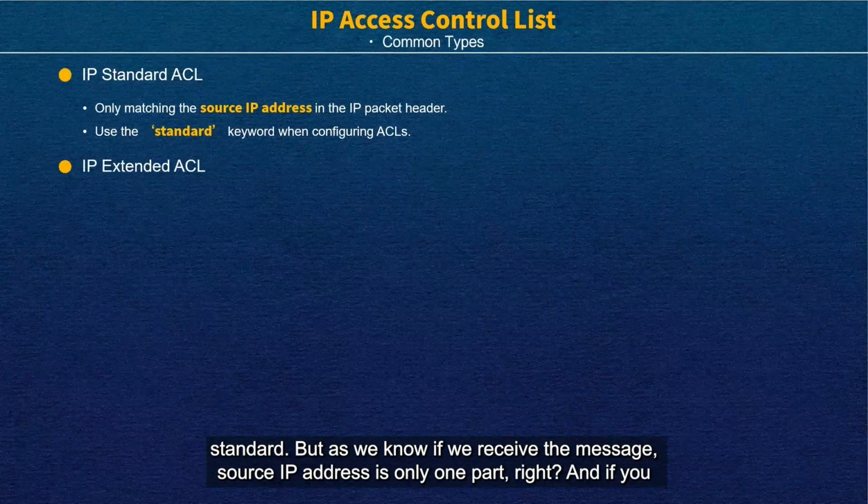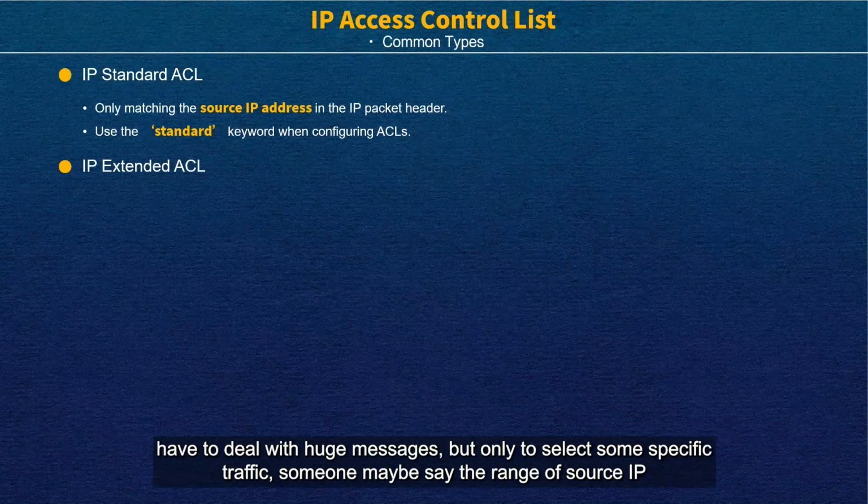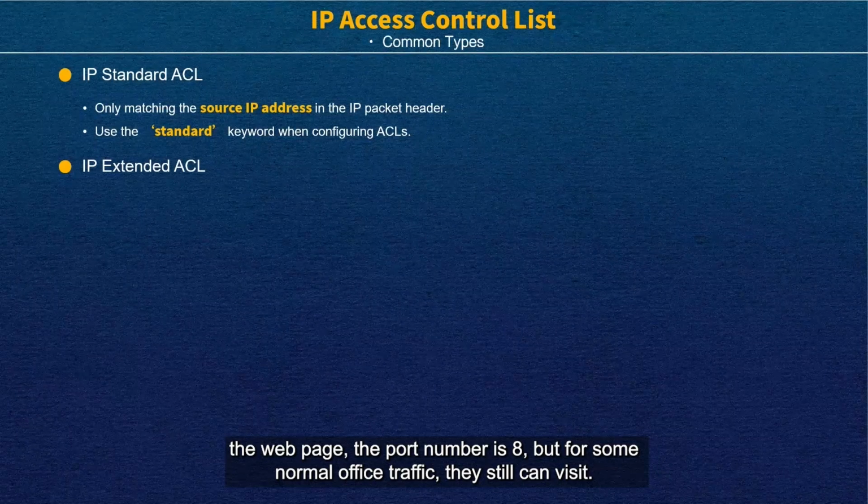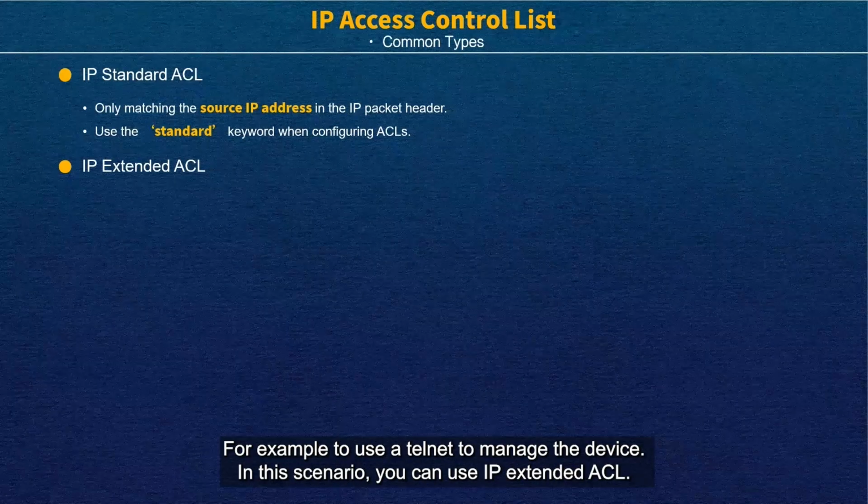But as we know, a received message has more than just the source IP address, right? If you want to control more messages, to select smaller traffic, someone may say that only the source IP address is too big. For example, I want to control the traffic from the same computer only about the web page, port number 80. But some normal office traffic can still visit, for example, using telnet to manage the device. In this scenario, you can use IP extended ACL.